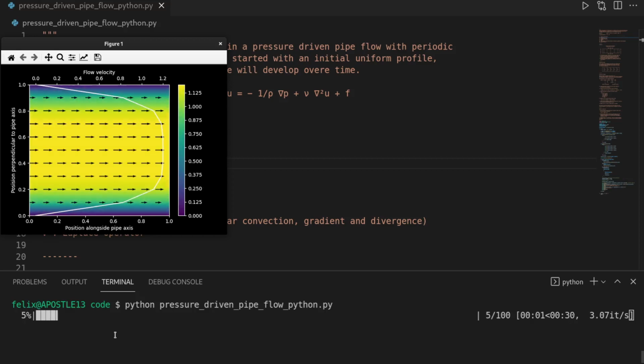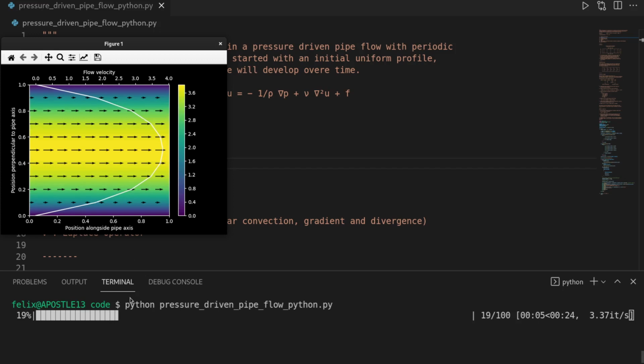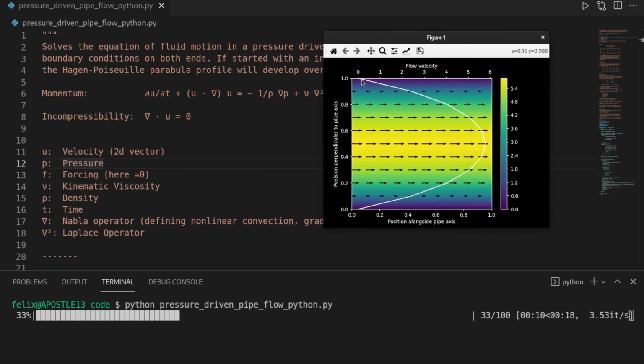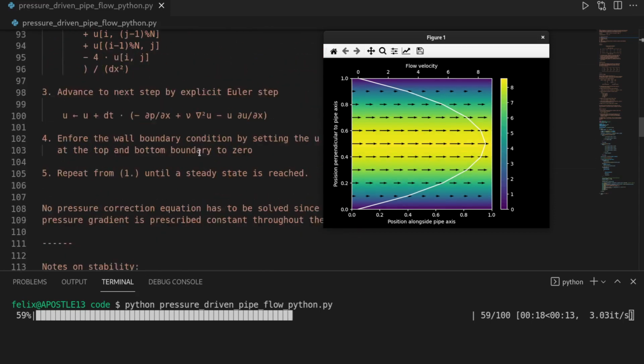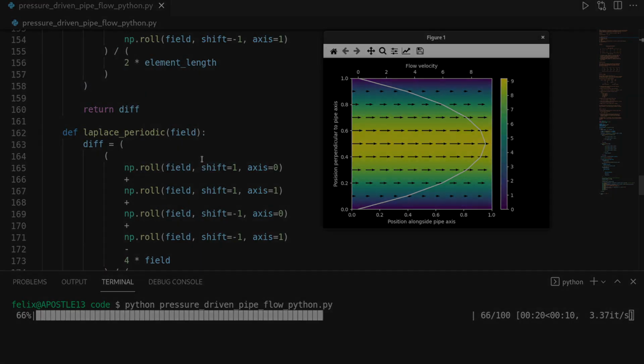In this video, we are going to implement the pressure-driven pipe flow scenario with periodic boundary conditions such that we then see the Hagen-Poiseuille parabolic profile developing over the cross-section of the pipe. We will do that in Python in roughly 100 lines of code. So let's get started.